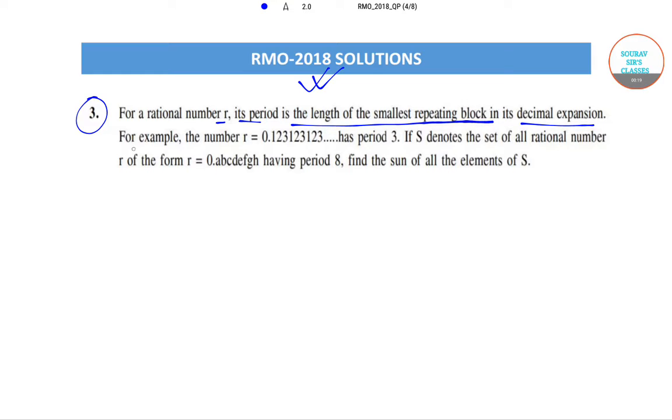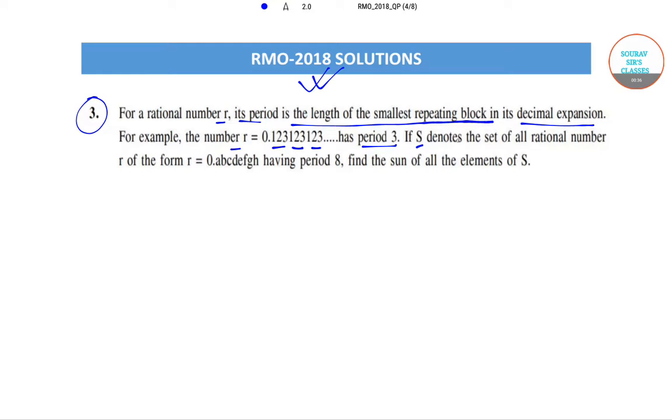For example, if we have the number r equal to 0.123123123, as you can see, after every three digits, 123 is repeated again and again. So it has the period 3.